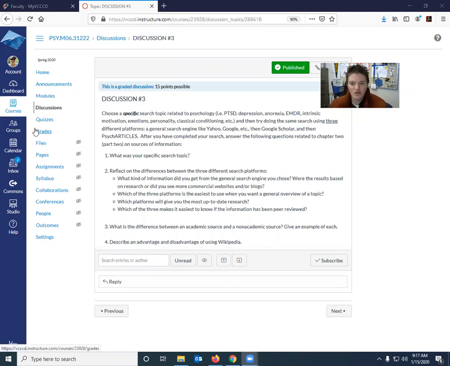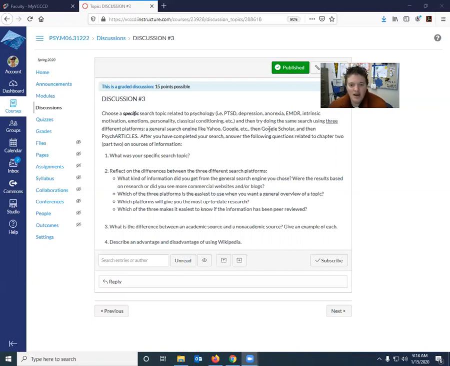So for this week, you're going to choose a specific search topic related to psychology. And you've got to be specific. So I'll give you a few examples: PTSD, depression, anorexia, how effective is EMDR, intrinsic motivation, emotions, personality. Pick something specific. It could be anything you want, but the more narrow you get, probably the more successful you will be. Like, what are some effective treatments for PTSD, or symptoms of depression, something specific like that.